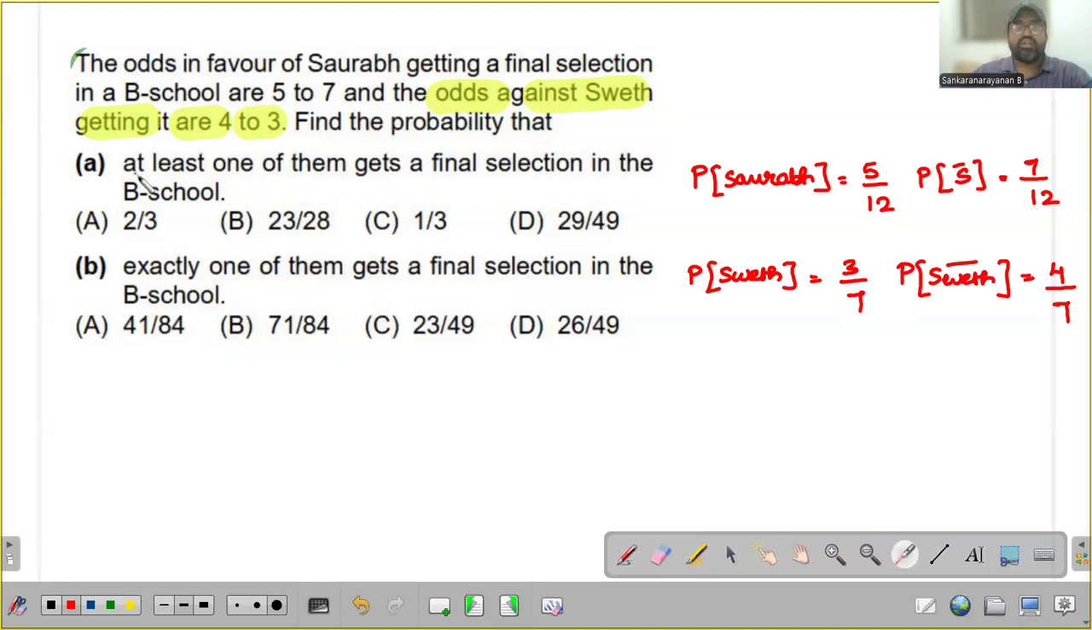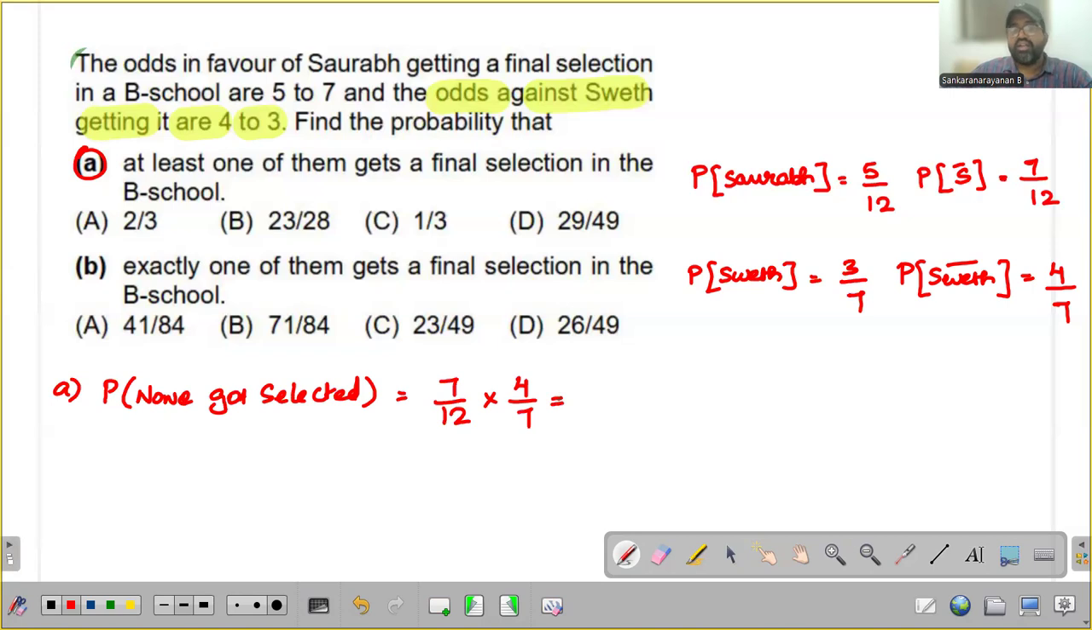Now look at the first question. What is the probability that at least one of them gets a final selection in the B school? For answering this question, the classical method is you find out the probability that none got selected. That is, both our Saurabh lost and our Sweth also lost. None got selected. That will be 7 by 12, that is Saurabh didn't get selected, and Sweth didn't get selected, it is 4 by 7. You can see that none got selected. It is coming here as 1 by 3.